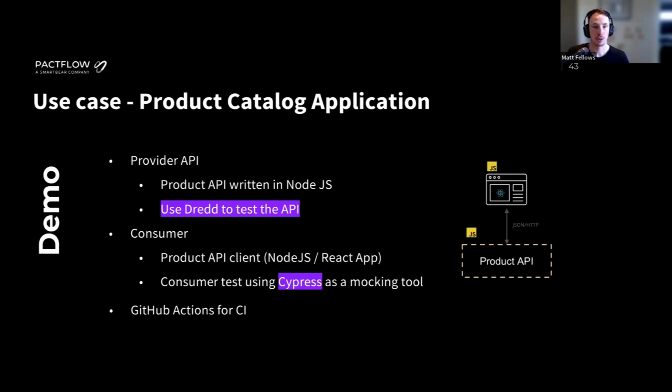Okay, so the use case here is going to be a little product catalog application. We're going to have a little React website that's talking to a product API that's going to present products onto a page. We're going to write our provider in Node.js, and we're going to use Dread to test it.